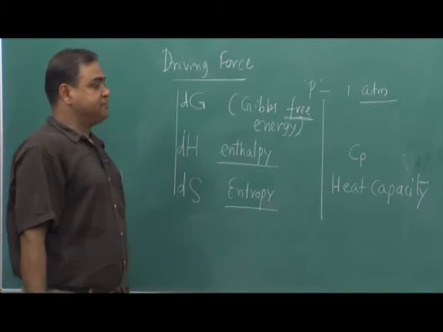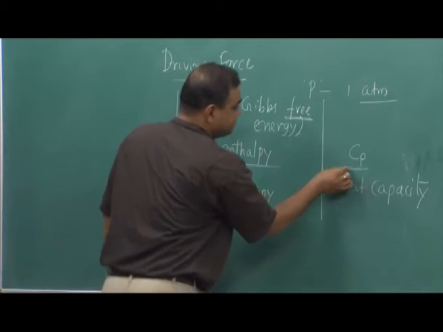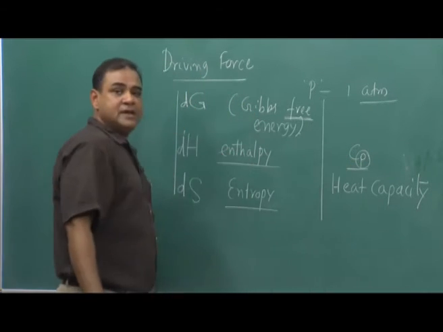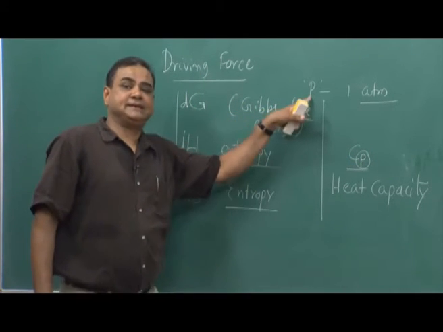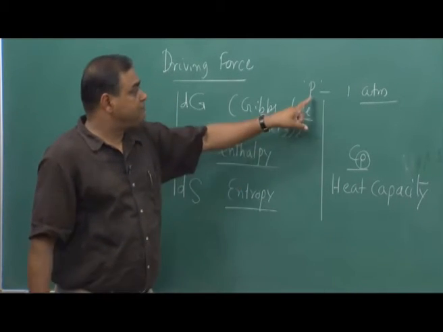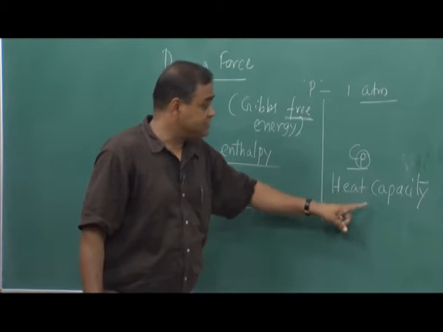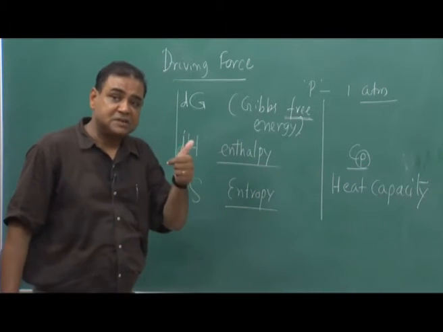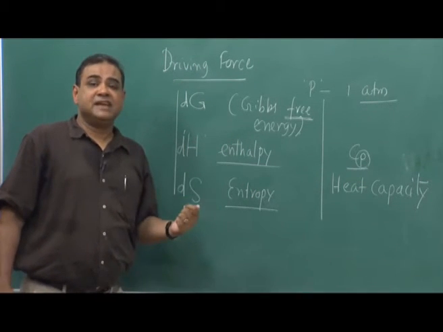Heat capacity. And why are we calling it Cp? Because we have kept the pressure constant, because this is a condensed system. So, we will be fixing the pressure, and that is what it is called Cp. At constant pressure, what is the change in heat capacity?